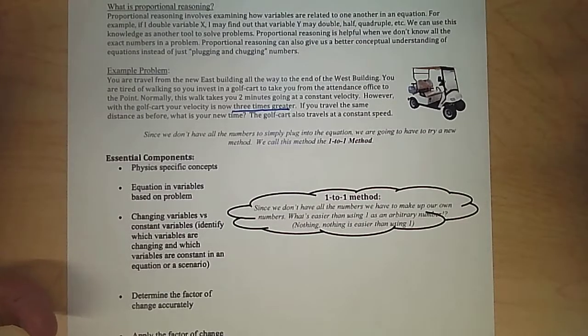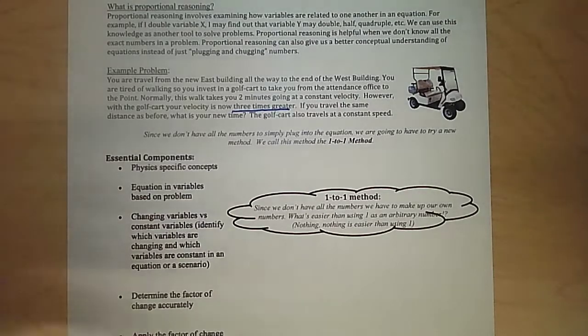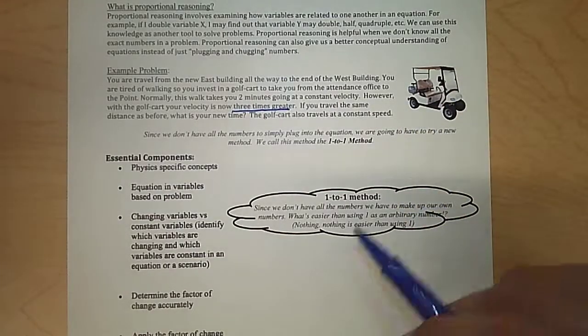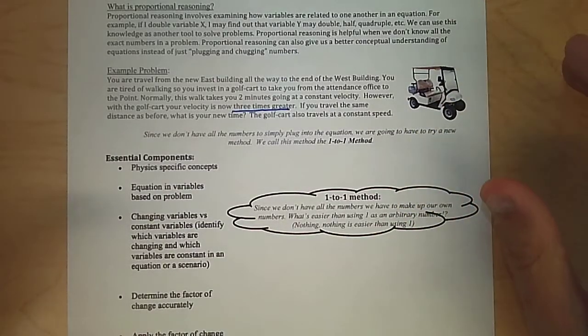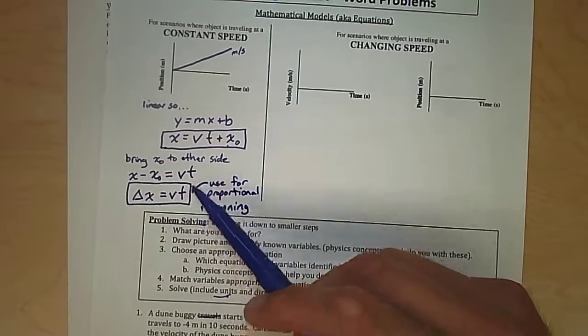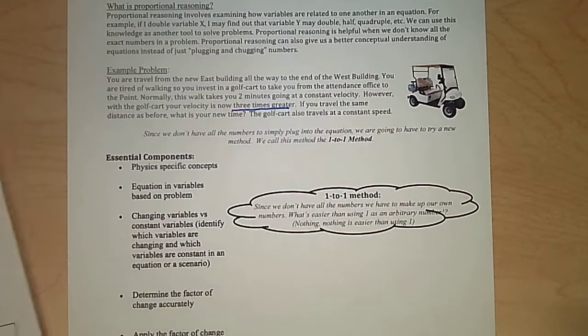All right, so we're not given a whole lot of information here. We don't know how fast you were going, or the actual distance from the attendance office to the point. I don't really feel like going out there to measure it, but that's okay because proportional reasoning allows us to solve this problem without any of that information. So very similar to what we did with word problems, we are still going to choose an equation, and we're going to use our physics concepts to help us out with that.